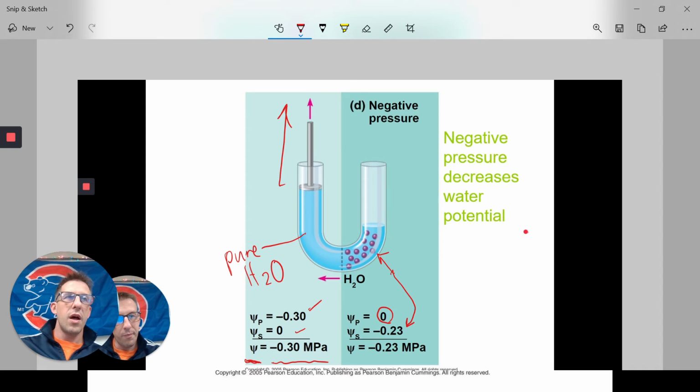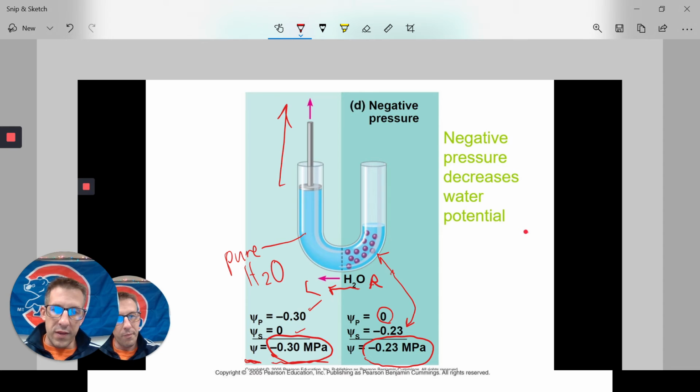Okay, so let's do some comparing now. The ultimate goal here is to figure out which way water is going to move, and we want to be able to describe it using some of our terminologies. So we can say water will move from the right to the left, because this number of water potential is higher than this number of water potential. Yes, they're both negative numbers, but negative 0.23 is a bigger number than negative 0.30. That's exactly what water does. You see the water rising on this side.